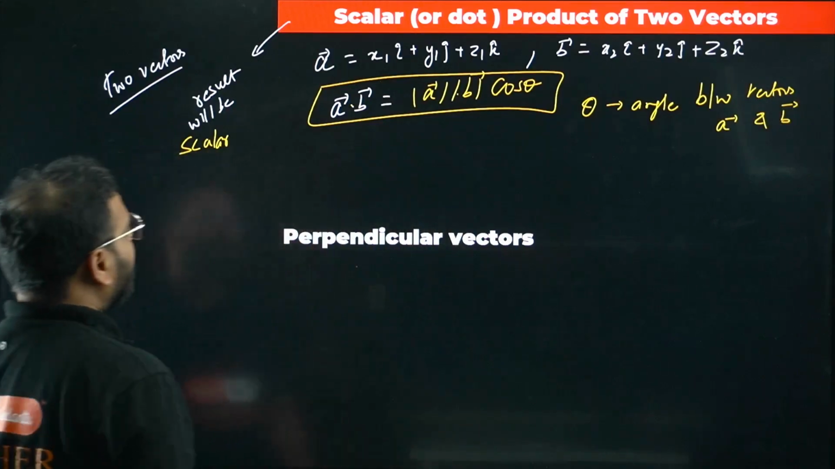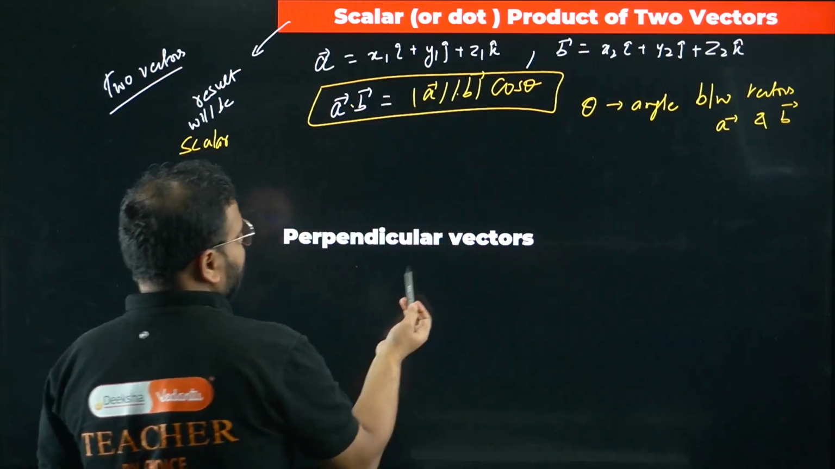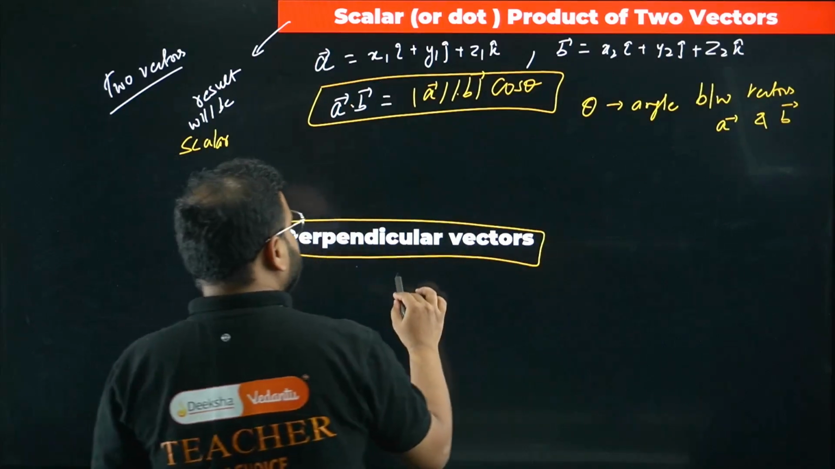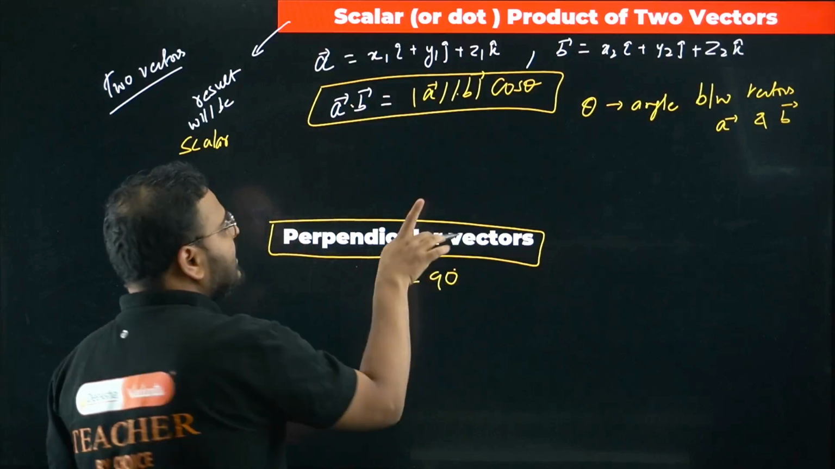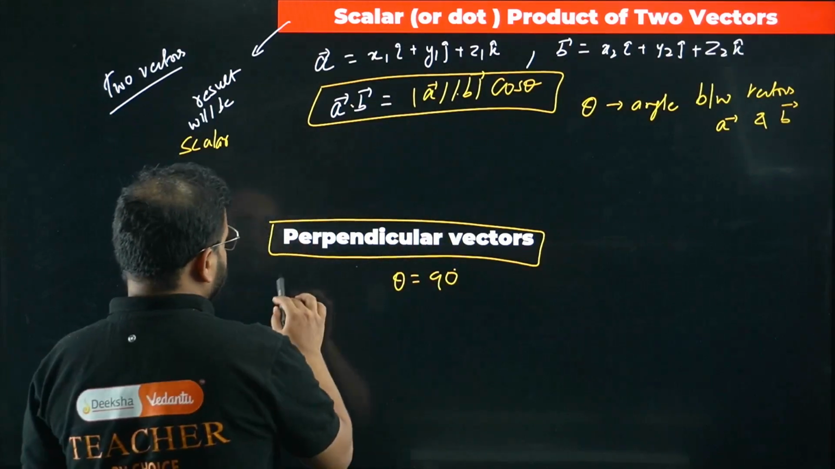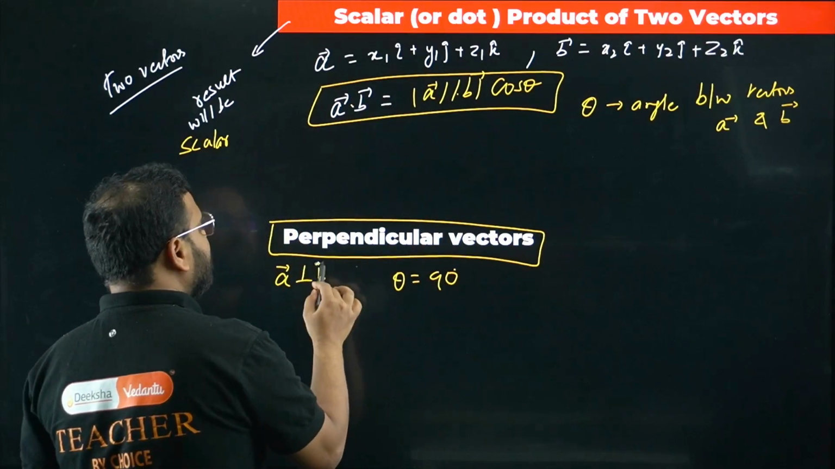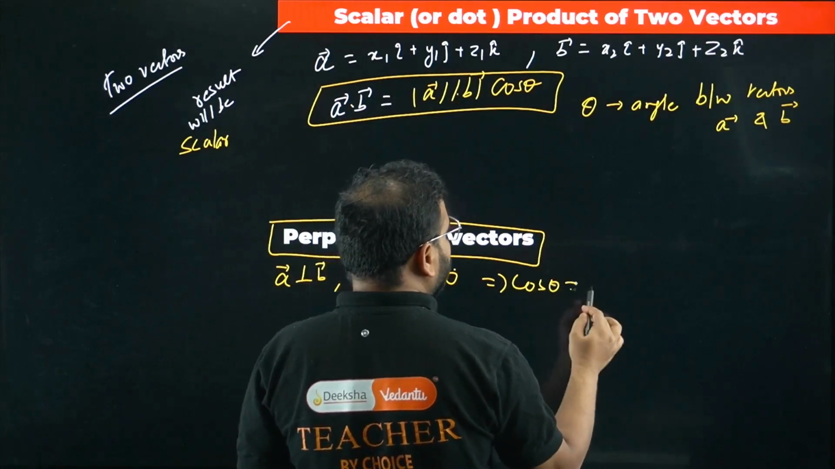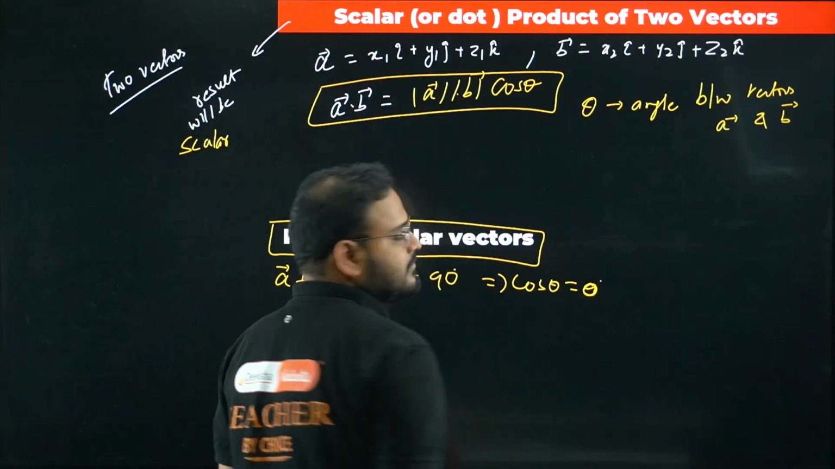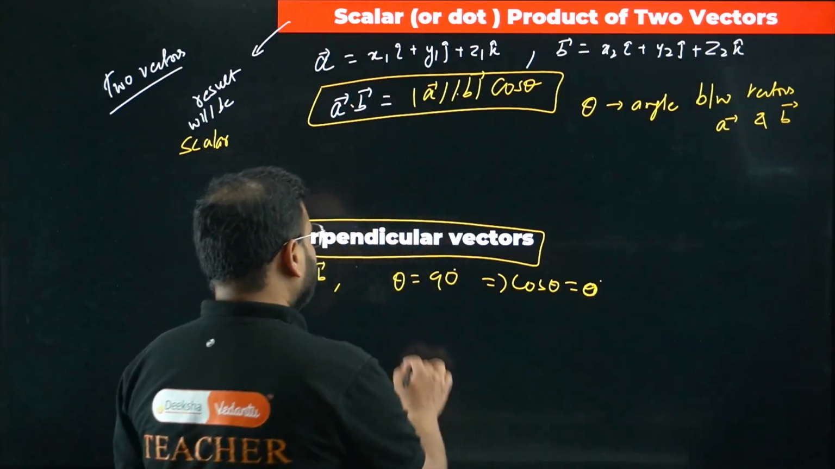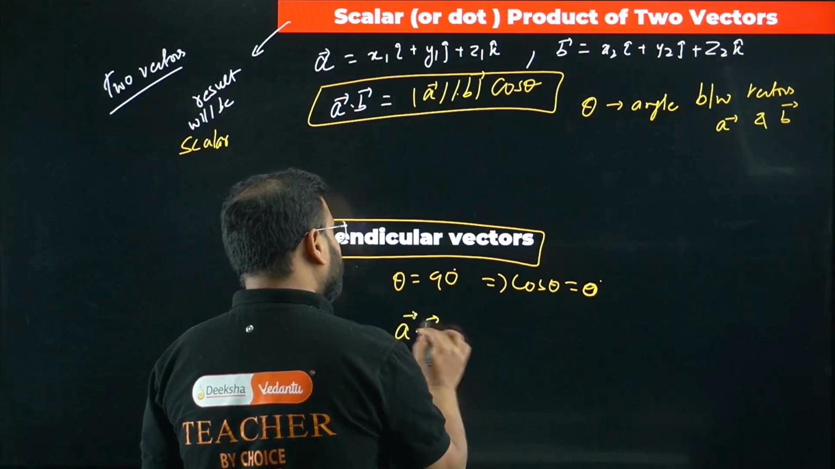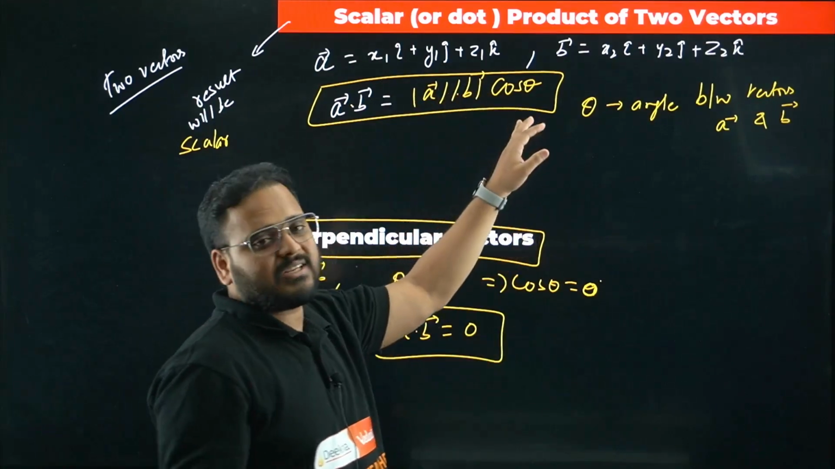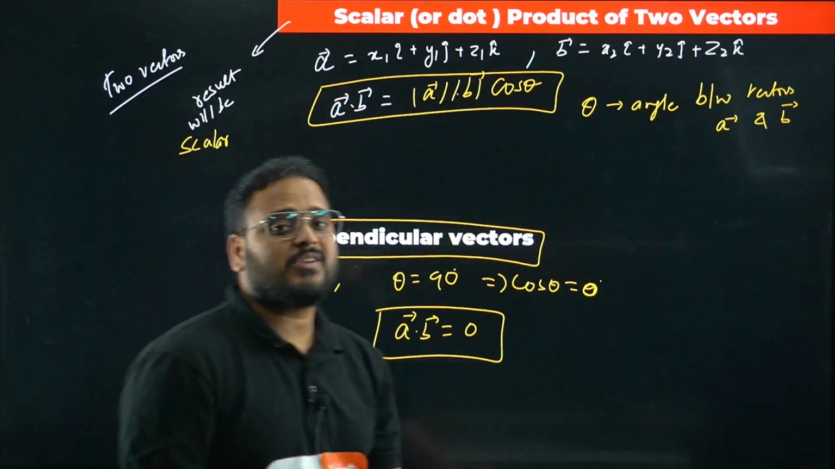Now, in the case of perpendicular vectors, what will happen? Theta will be 90 degrees. Perpendicular vector means A will be perpendicular to B. It means theta is 90 degrees, so cos theta will be 0. So I get A dot B equal to 0, because cos theta is 0. This whole thing on the RHS becomes 0. So A dot B is 0 for the case of perpendicular vectors.